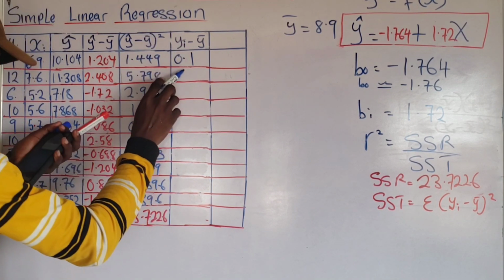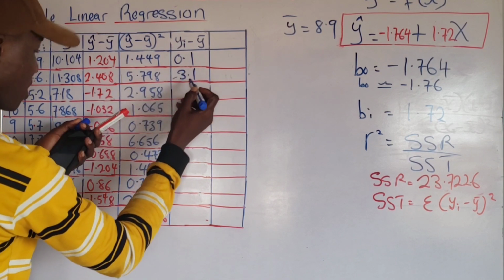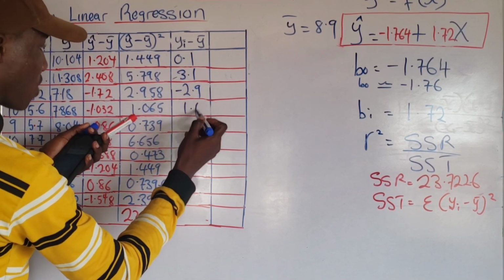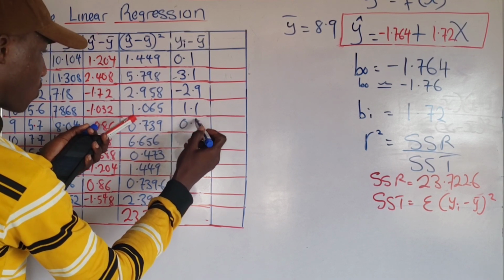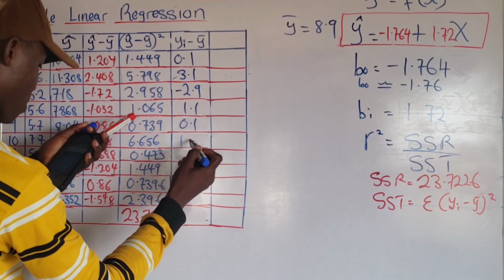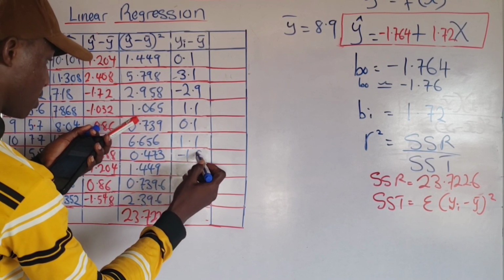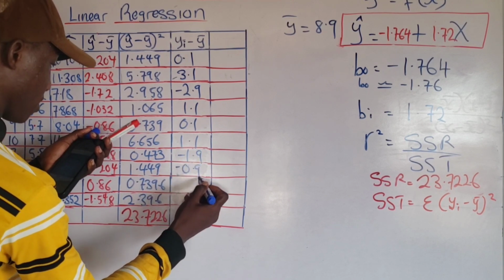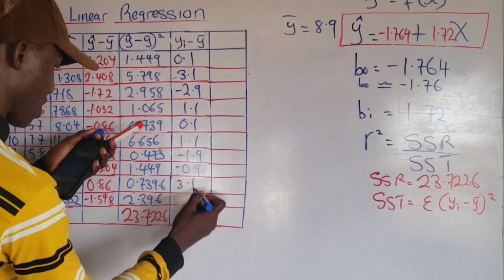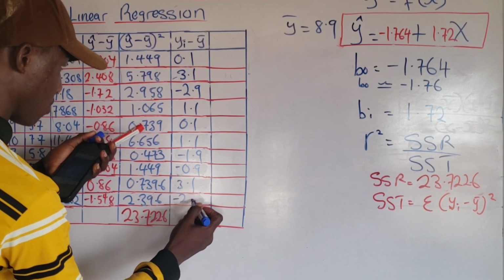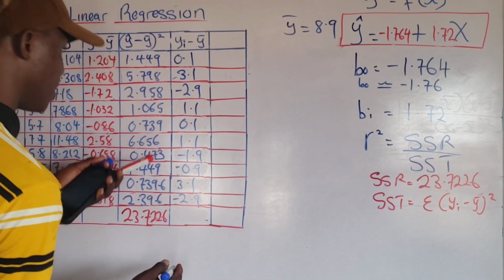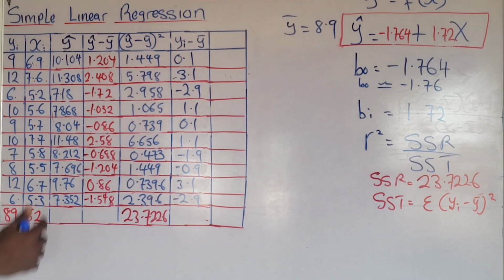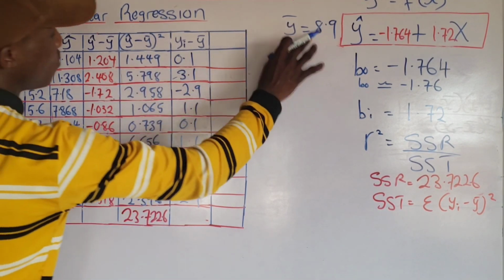So here I'm going to have 0.1, 3.1, negative 2.9, 1.1, 0.1, 1.1, negative 1.9, negative 0.9, 3.1, negative 2.9. So these are the values of the difference between the values of y and the mean value of y.